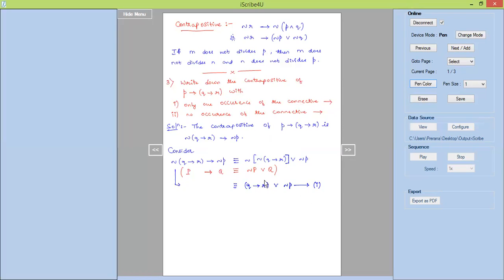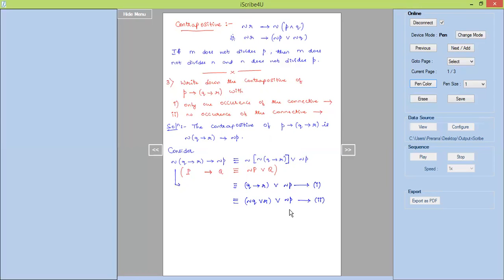Now we have to remove this occurrence also for the second part of the problem, no occurrence of the connective, the right arrow. So Q conditional R again can be written as negation Q or R. Outside I already have or negation P. I will retain it as it is, and this gives us the solution for the second one. We have removed both the implication symbols and obtained this answer.